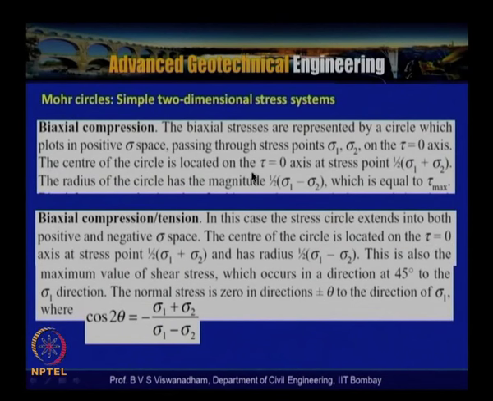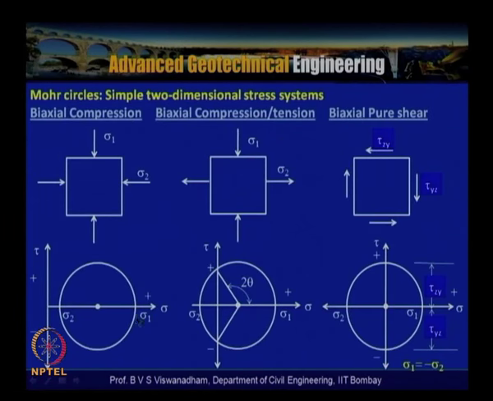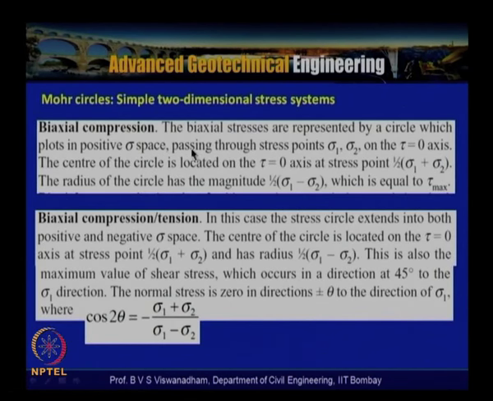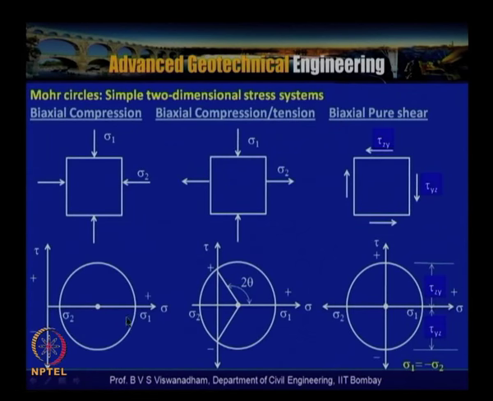The center of the circle is located on the tau 0 axis at the stress point that is sigma 1 plus sigma 2 by 2, and the radius of the circle has a magnitude of sigma 1 minus sigma 2 by 2, and the maximum shear stress also is sigma 1 minus sigma 2 by 2. So for biaxial compression the Mohr circle will be on the tau sigma space, on the positive sigma space, that is this is called the positive sigma space.